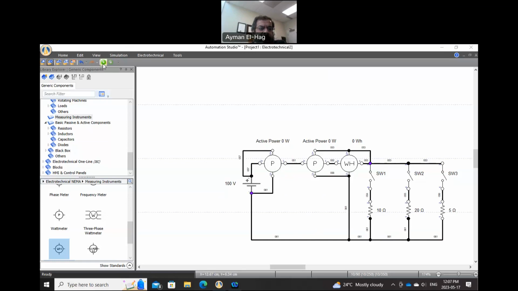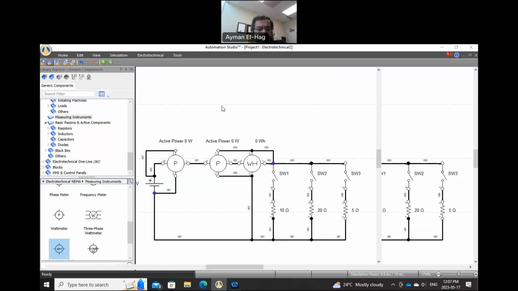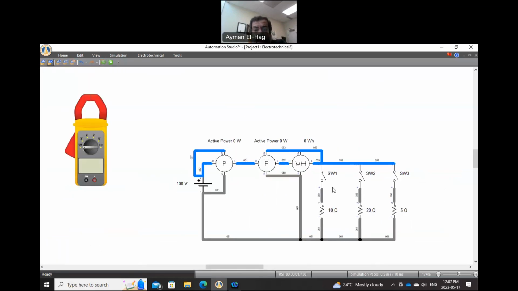So now let's start the simulation. I will click here. Now, because all the loads are off, there is no power consumption. So the power at the sending end is zero. The power at the load is also zero. And of course, the energy is zero. Now, I want you to watch the moment I connect the first load, which is the 10 ohm. What will happen? So I will come here and close the switch.